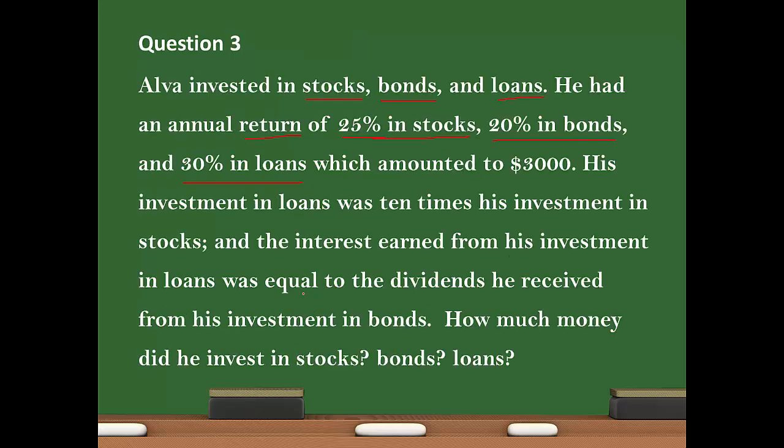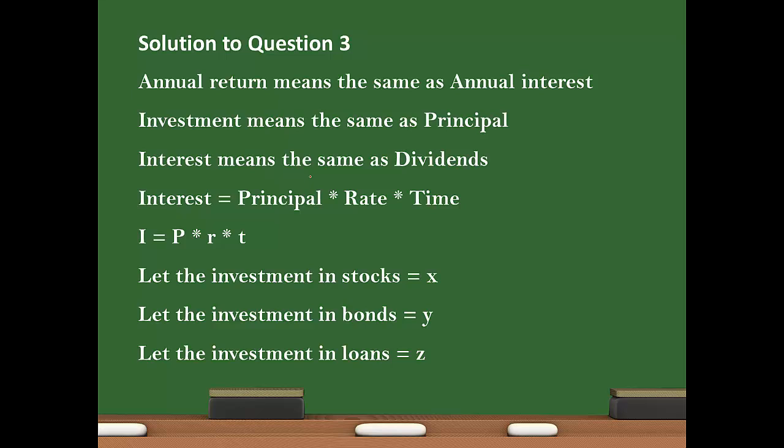So you see, in a question they can use 2 different words, but it still means the same thing, right? This is the annual return, which is the interest, and they mention interest here, and then they mention dividends here. It's the same thing. The interest means the same as dividends also. So this is the formula for simple interest: principal times rate times time.